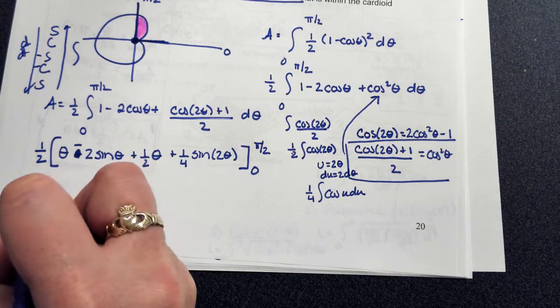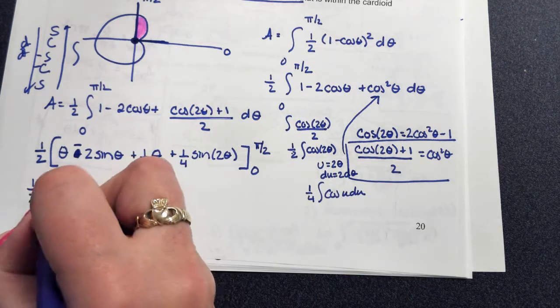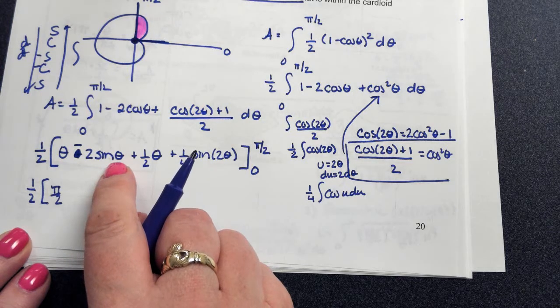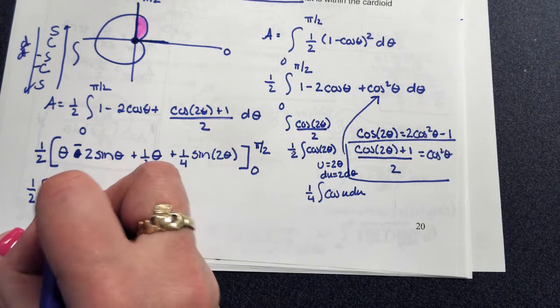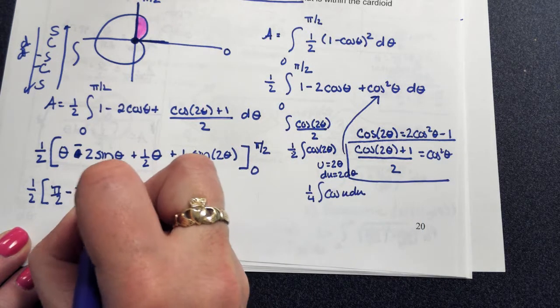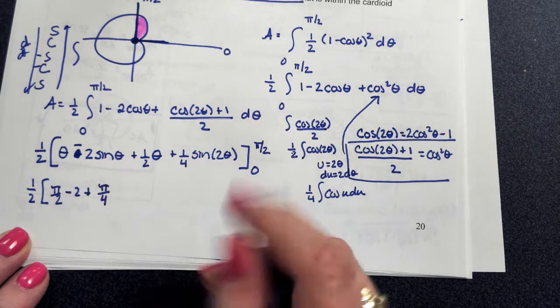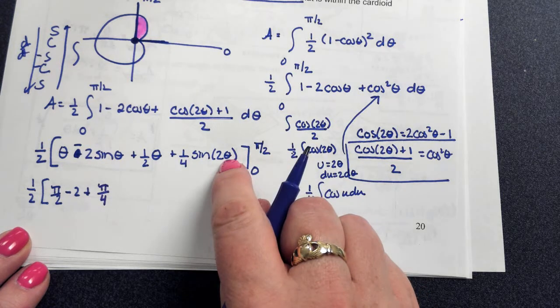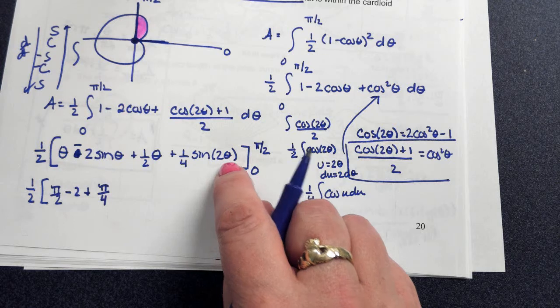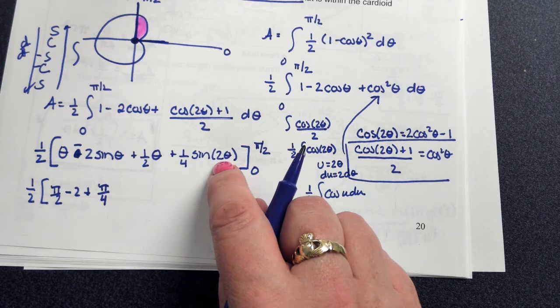So 1/2 times, plug in my upper bound, that's going to be pi over 2. Sine of pi over 2 is what? 1, so that's going to be a minus 2. 1/2 times pi over 2 will give me a pi over 4. Pi over 2 is 1. And then pi over 2 times 2 is a 1. And I know sine of pi is 0.